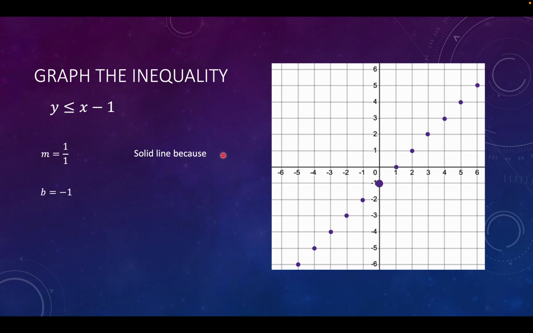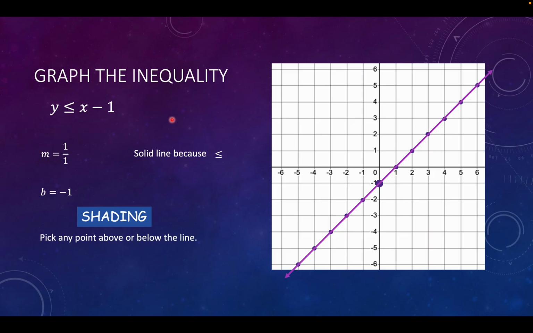We're going to have a solid line because the line could be equal to. That means the solution to this inequality could happen on this line or in the shaded region that we identify. So to shade, we need to pick any point above or below the line. Let's suppose we picked this point, 4, negative 3. We're going to plug it into the inequality. We're going to plug our y value of negative 3 in for y and our x value of 4 in for x.